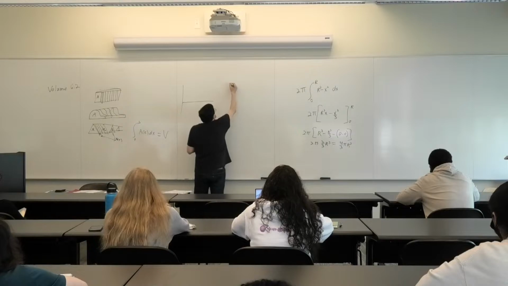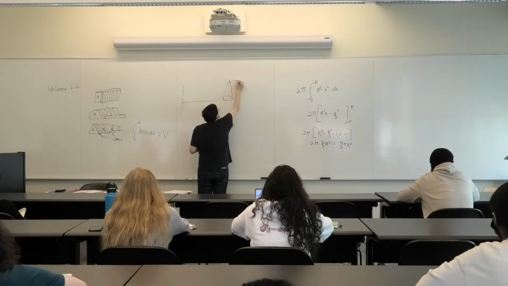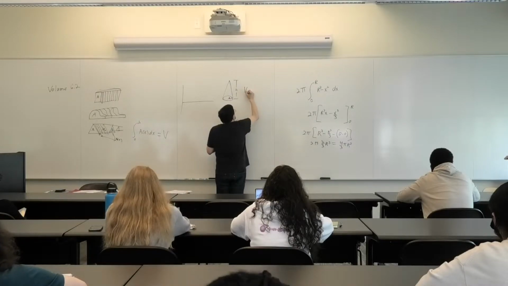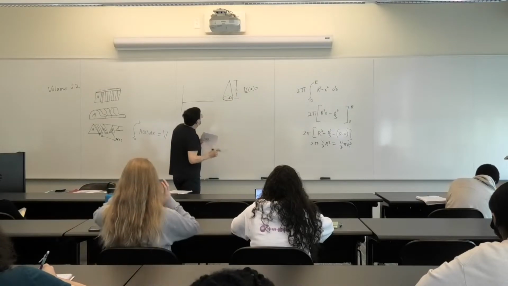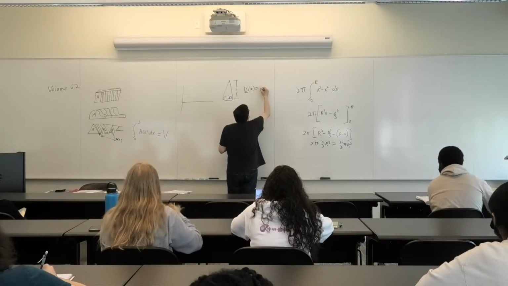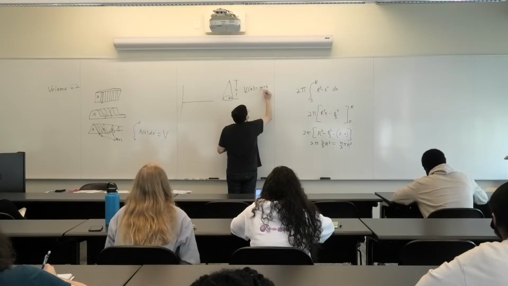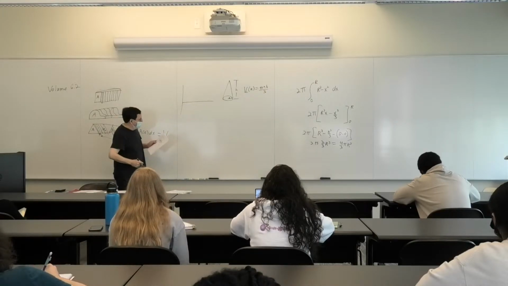The question I have is, what's the volume of a cone? It has a height, it has a radius, and the volume of a cone, you probably know, is what? Let's take the volume of a cylinder, pi r squared h, times a factor of a third. So let's see if we can derive that.